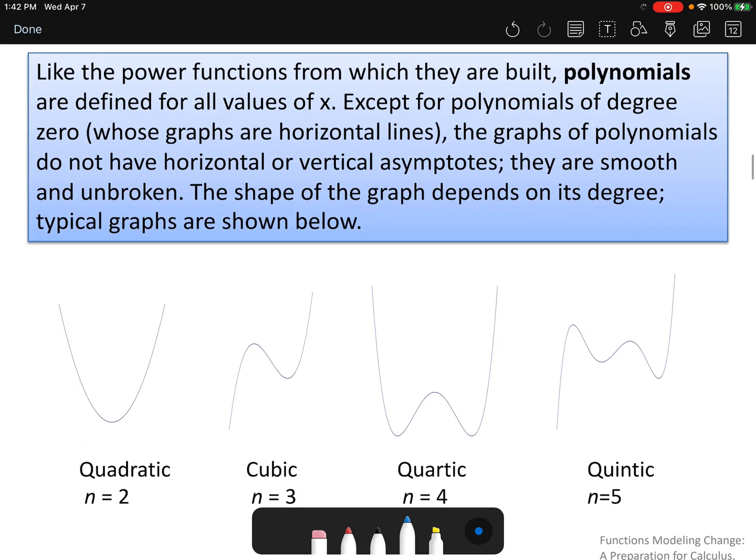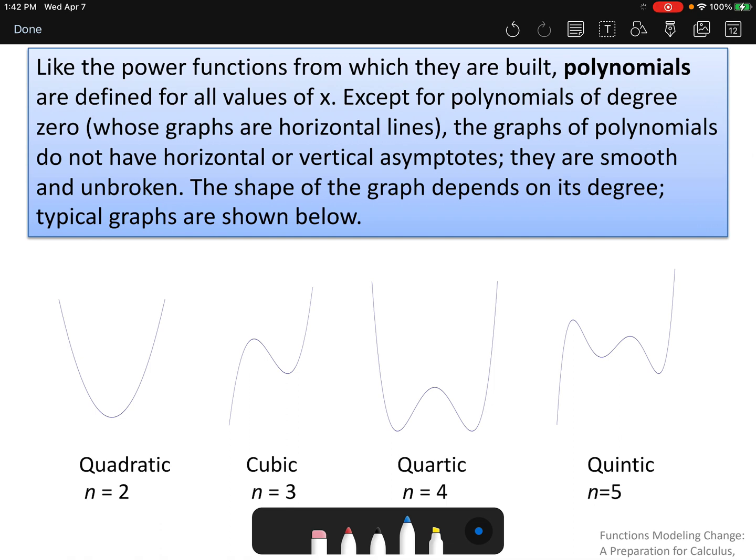Now, like the power functions from which the polynomials are built, they're defined for all values of x, obviously except for polynomials of degree 0, which x to the 0, remember, was a special case. These have no horizontal or vertical asymptotes. Polynomials do not. They're smooth, they're unbroken, and the shape of the graph depends on the degree.